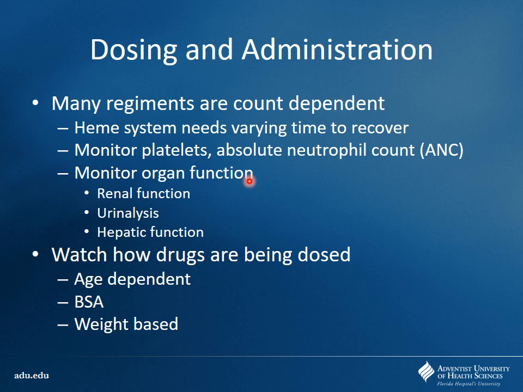You're also going to be monitoring organ function for a lot of these patients. You're looking at things like renal function, the urinalysis, and hepatic function, and being very careful watching how the drugs are being dosed. As I mentioned previously, some of those are going to be based on their BSA, which is very good because it helps to eliminate a lot of the effect that weight can have. You have very heavy or very light patients that can affect that, but BSA takes into account height, which is very useful there. Some of these things are age dependent, some are weight based, so you have to be very careful when you're looking at the dosing to make sure that none of this stuff gets screwed up, right?